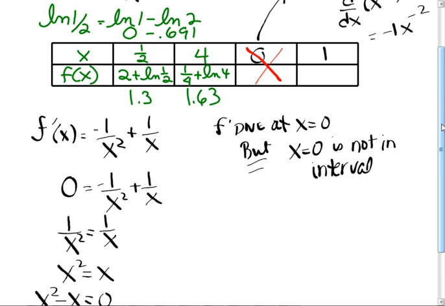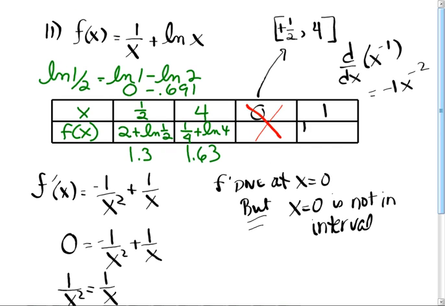What's f of 1? It's 1 plus the log of 1, but the log of 1 is 0. So it's 1. So which one's the minimum? The minimum value is 1, and it occurs at x equals 1. And what's the maximum value? What's the biggest one over here? 1.63.